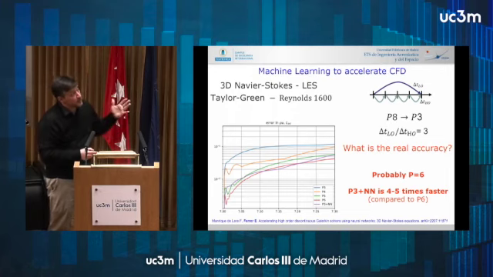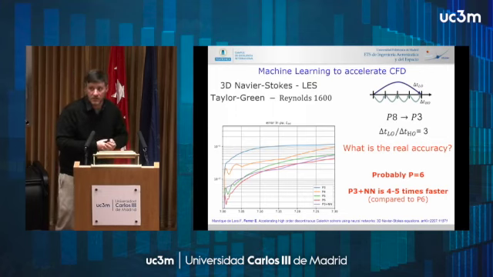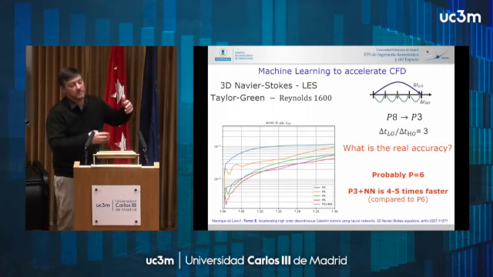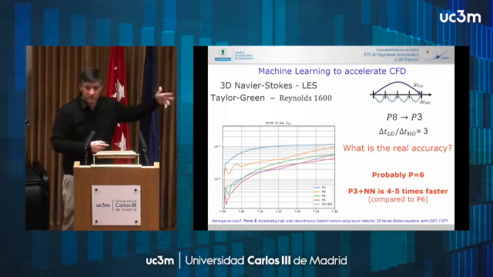Which, when we compare the cost with the P6 solution, which is our effective accuracy, what we get is 4 to 5 times faster for this region, right? So we think this is a very preliminary result, but it looks quite promising in terms of computing turbulence flows, etc.